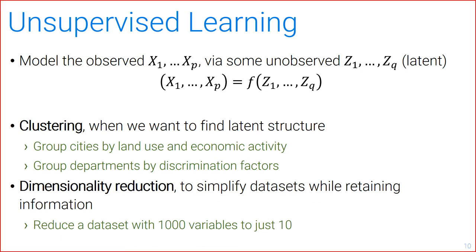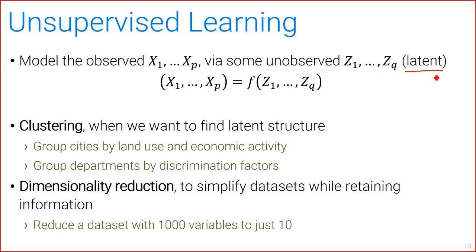All right, so what is unsupervised learning? In unsupervised learning, we don't have any dependent variable, any response Y. There's only X's. So we have a bunch of variables from 1 to P. And the point is to try to estimate some unobserved latent variables Z1 to ZQ, normally with Q being smaller than P. And we call them latent because they are not observed in our data set.